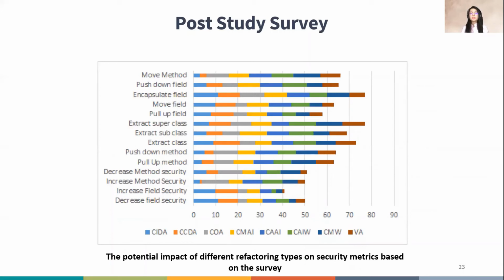Here we ask the participants about the possible impact of each refactoring type on the security metrics. And according to them, encapsulate field can have the most positive impact on several security metrics. They also suggested that extract superclass will impact the security metrics in a negative way. The participants also find that push-down method refactoring can improve several security metrics since it will reduce accessibility to the methods after refactoring.